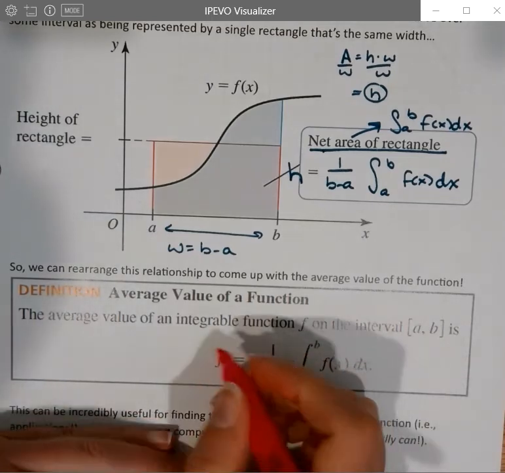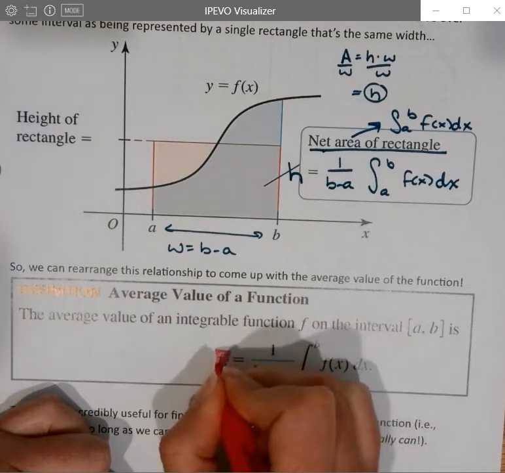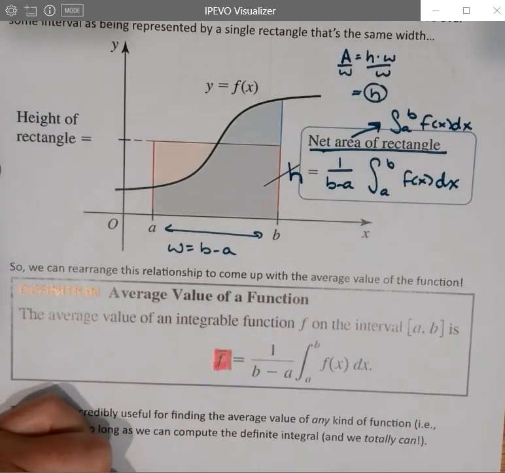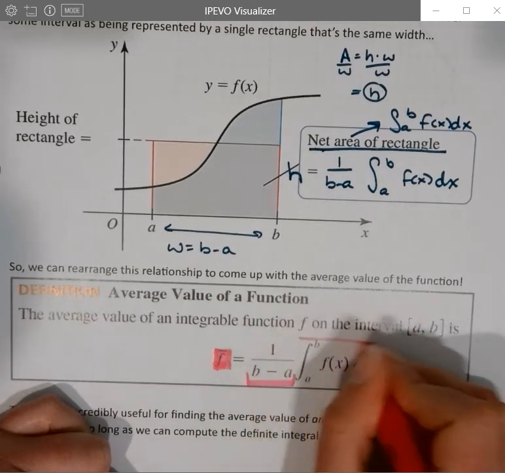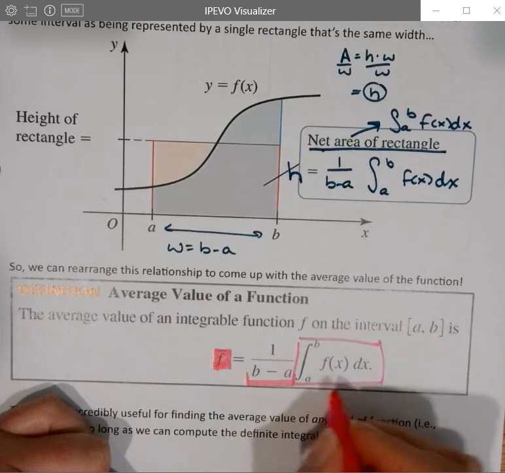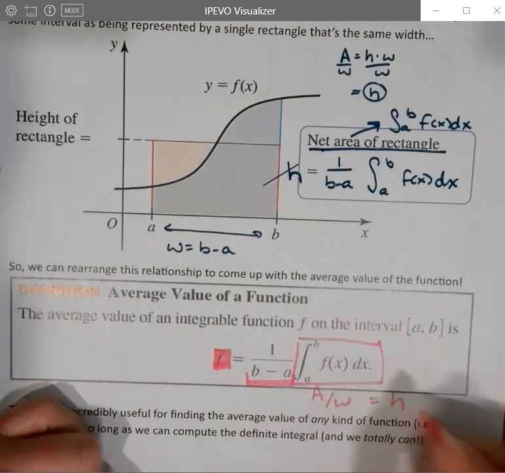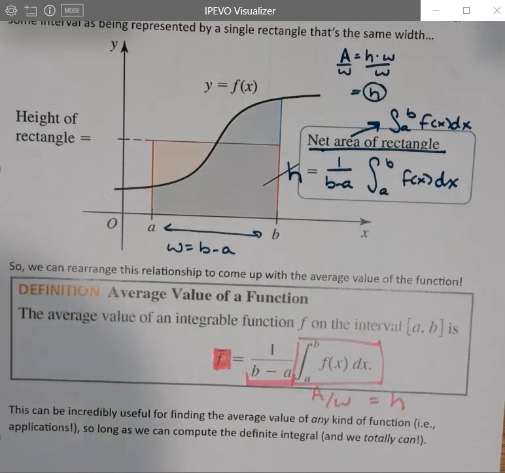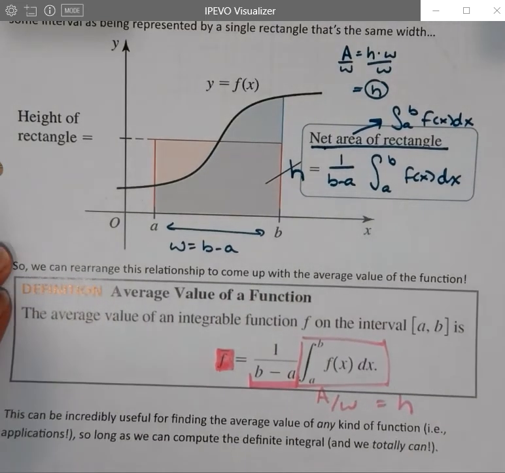Again, looking at the two pieces, the average height, we use that bar on top of f to mean f average. The average height of a function, we divide by the width, and we have the area divided by the width. So that would again be area divided by width equals average height. Okay, so area is the integral, 1 over b minus a, that's just dividing it by the width to get the height.